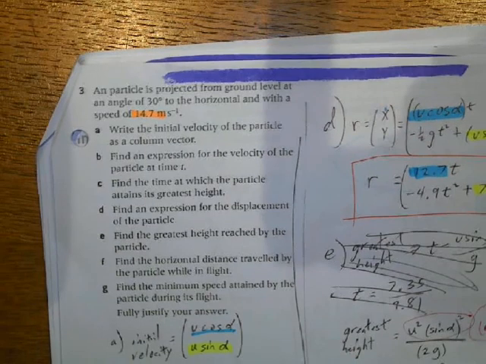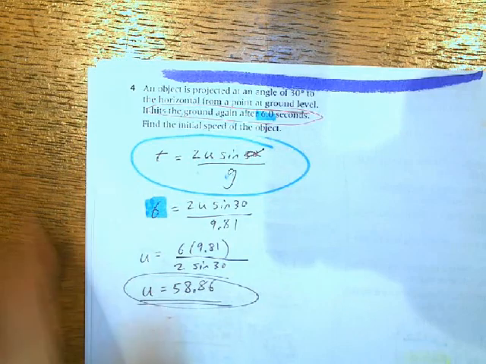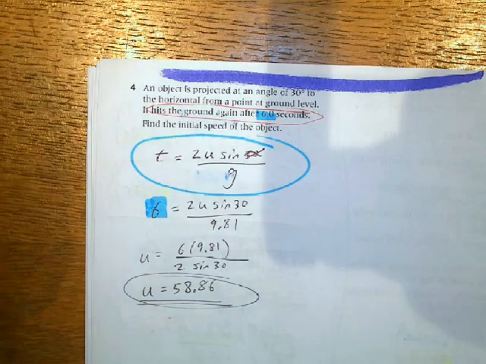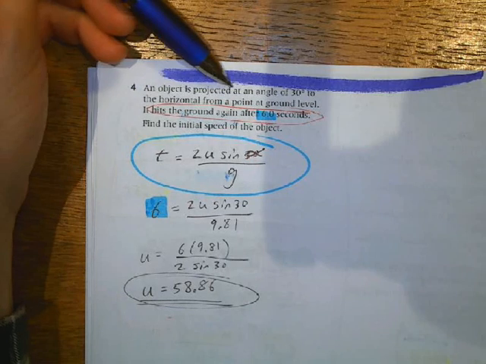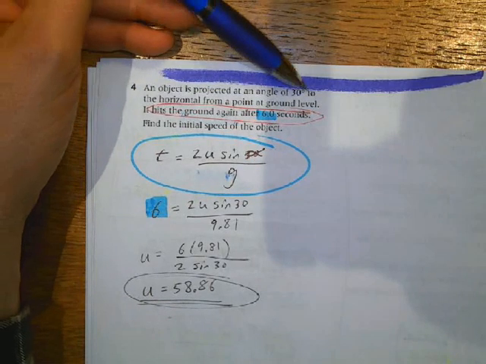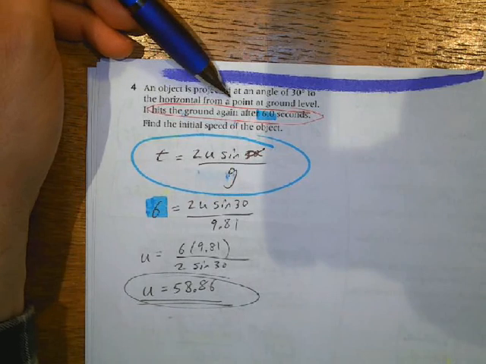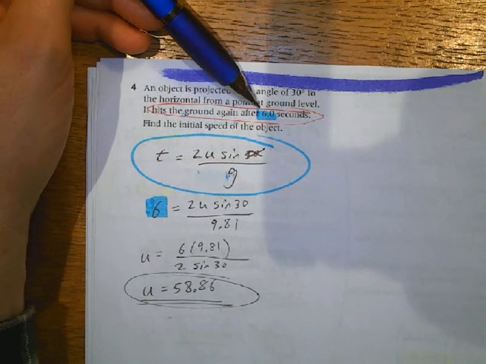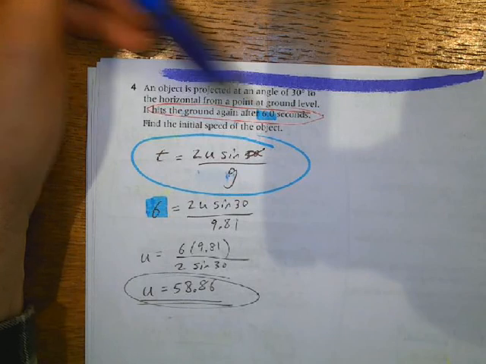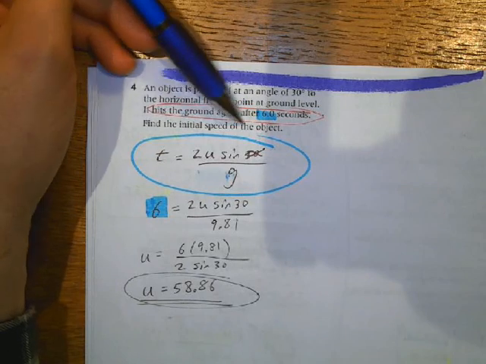All right, question 4. Okay, I'm done hiding the page. I'm just going to explain it through now. An object is projected at an angle of 30 degrees to the horizontal from the point at the ground level. It hits the ground again at 6 seconds. Find the initial speed of the object.